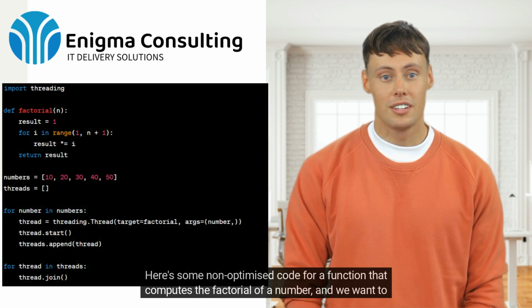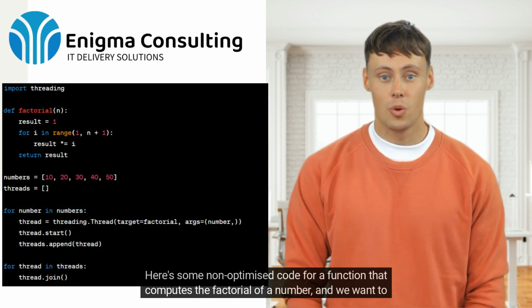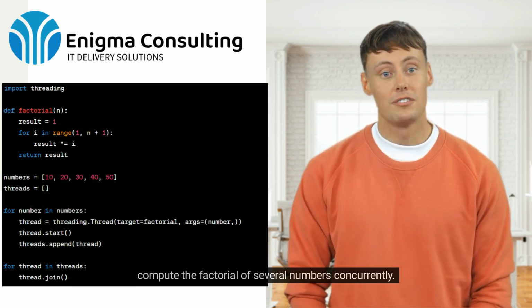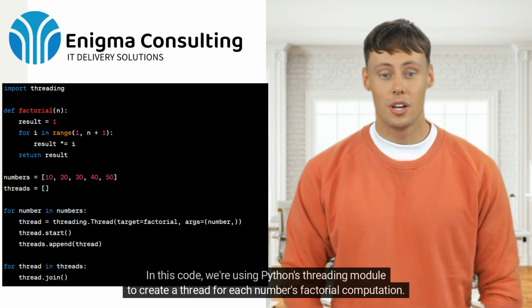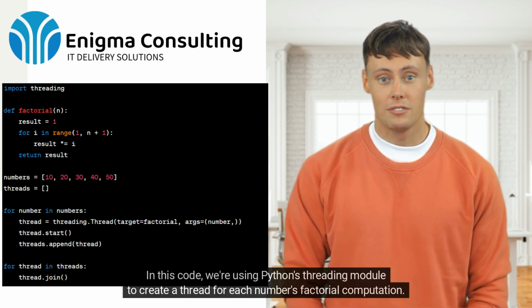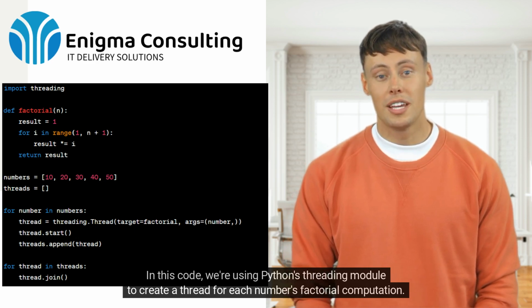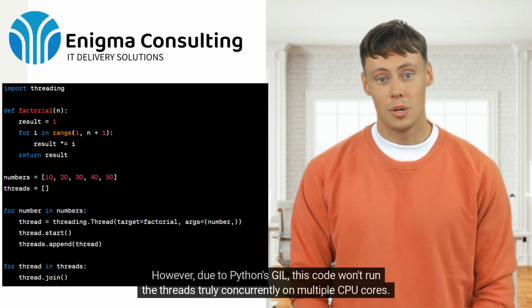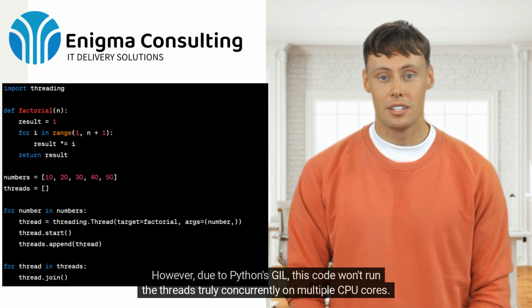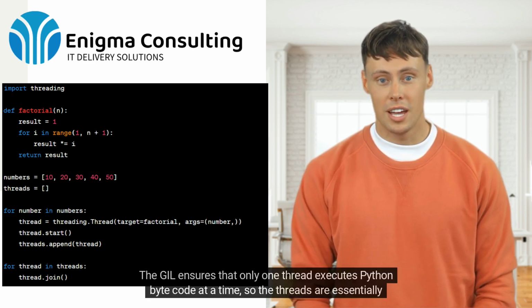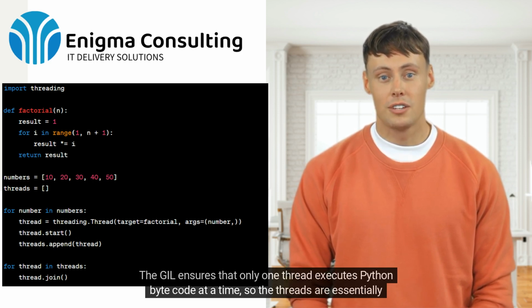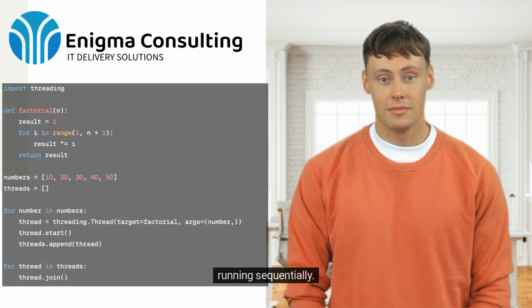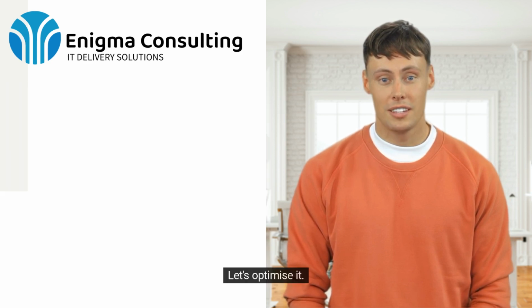Here's some non-optimized code for a function that computes the factorial of a number, and we want to compute the factorial of several numbers concurrently. In this code, we're using Python's threading module to create a thread for each number's factorial computation. However, due to Python's GIL, this code won't run the threads truly concurrently on multiple CPU cores. The GIL ensures that only one thread executes Python bytecode at a time, so the threads are essentially running sequentially. Let's optimize it.